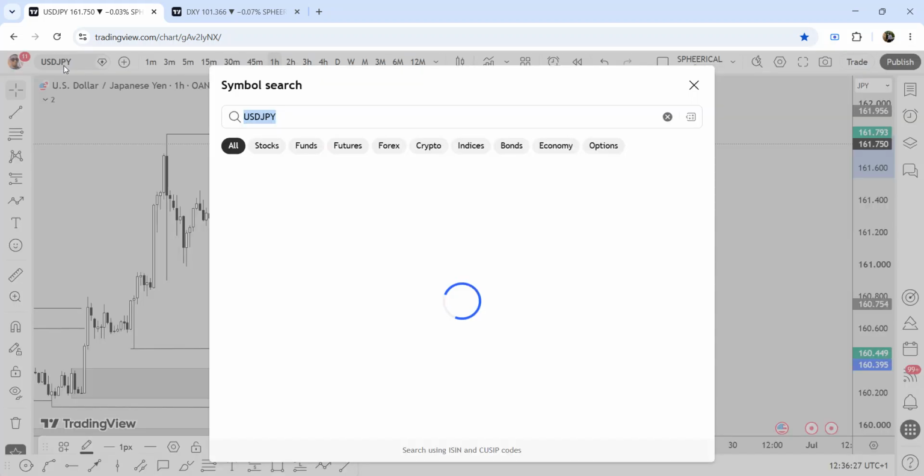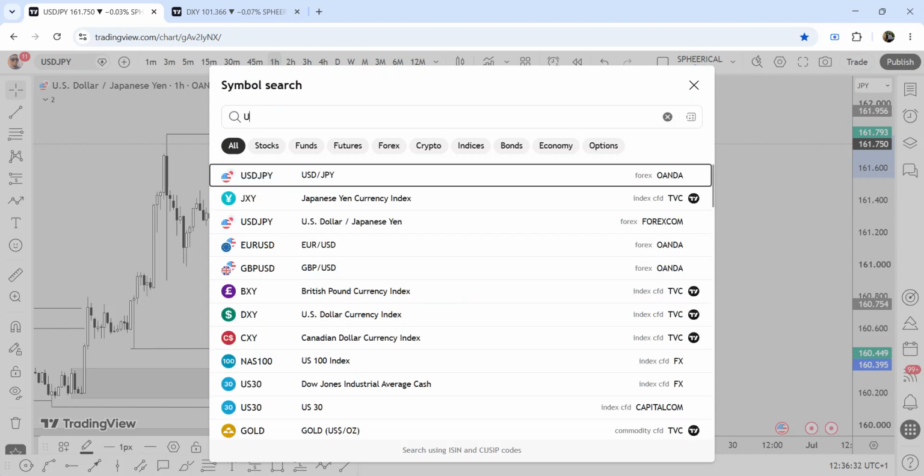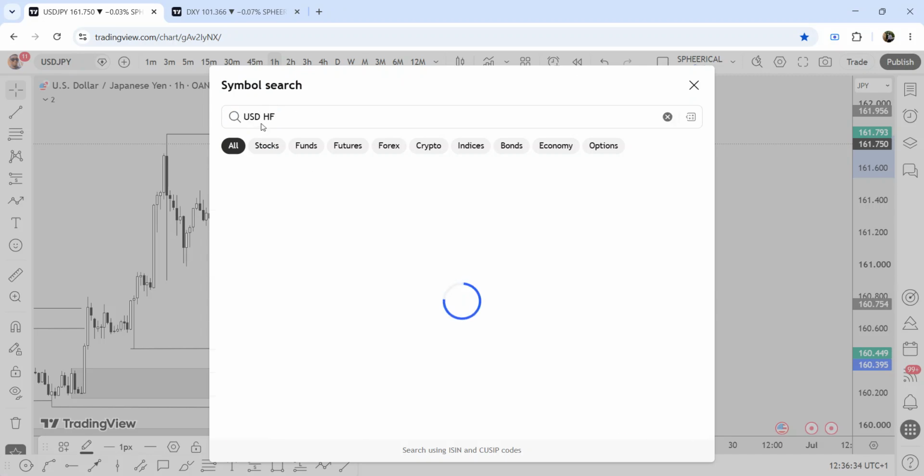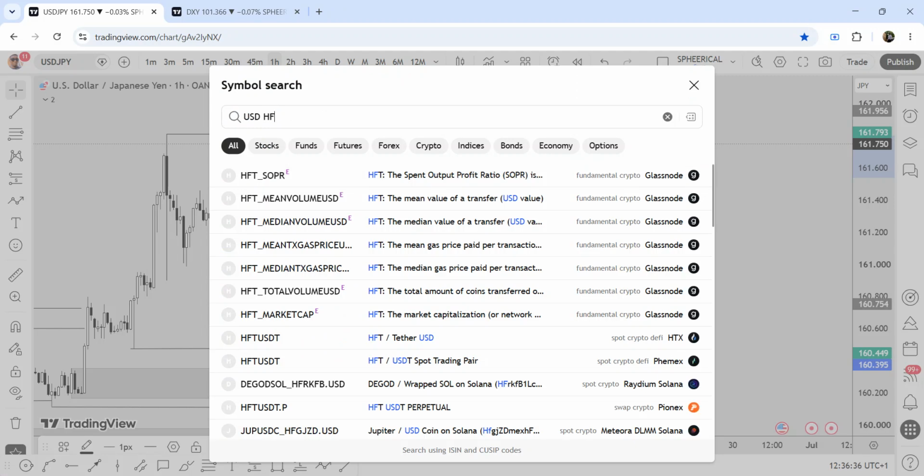So let's go straight to USDCHF and know if that one is selling or if it will actually buy.